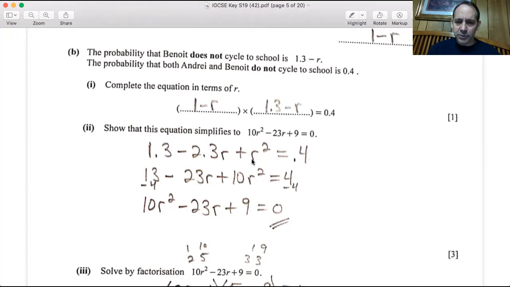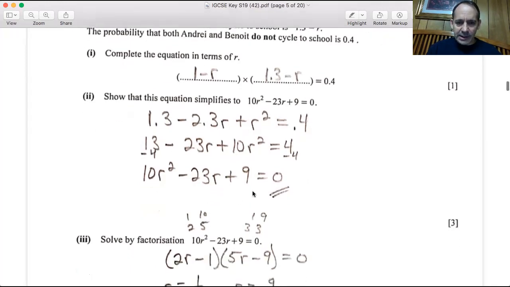So when you move the decimal over, you get 10 r squared because it's the coefficient. You don't move it into the r. You're moving the coefficient over. And then over here on the right hand side of the equation, you move the decimal over and get 4. Then we subtract 4 and write our quadratic out. 10r squared minus 23r plus 9 equals 0, which is what they had in the beginning.